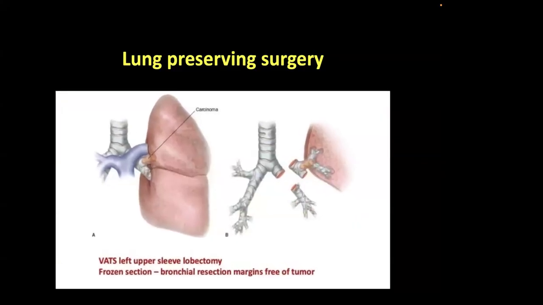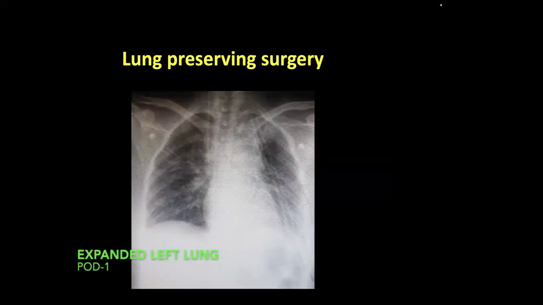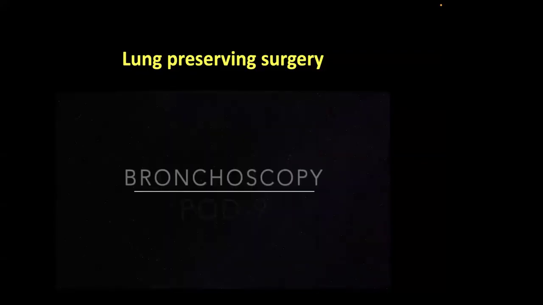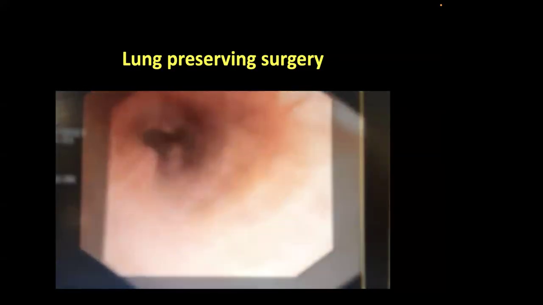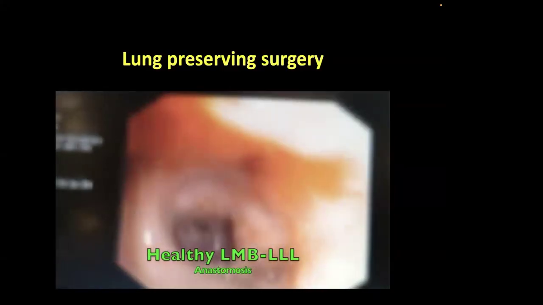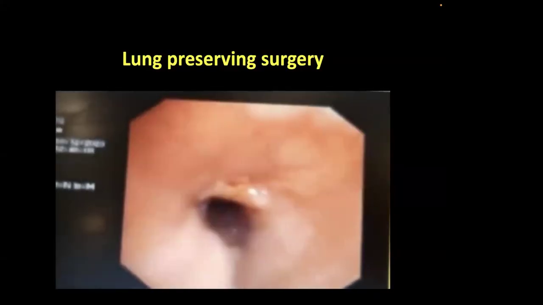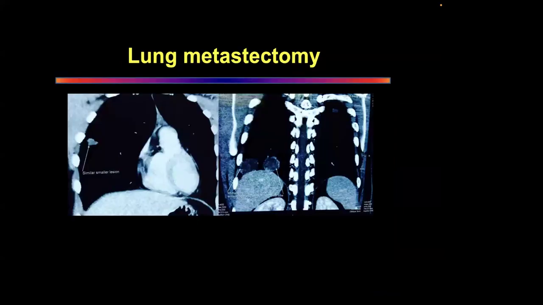So we avoided the pneumonectomy and did a left upper lobe sleeve resection. As you can see in this illustration, we resected the left upper lobe and then anastomosed the left main bronchus with the left lower lobe bronchus. I don't have a surgical video for this patient, but this is the post-operative bronchoscopy. As you can see, a very good anastomosis of the left main bronchus with the left lower lobe bronchus. Seven years after surgery, she did not have any recurrence.